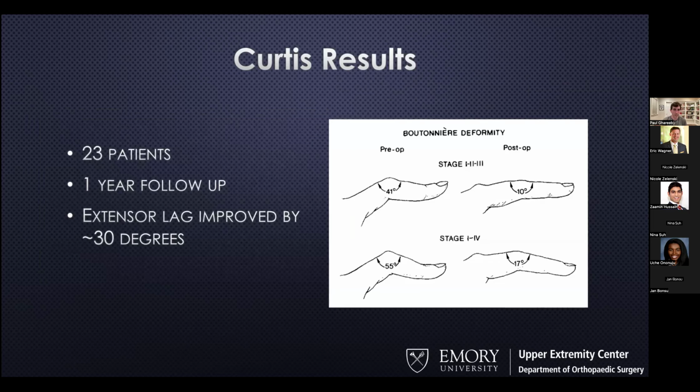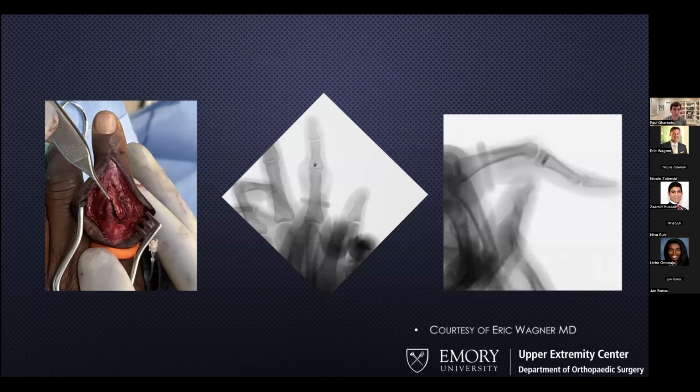For Curtis's results, they had 23 patients, 1-year follow-up. On average, their extension lag at the PIP joint improved by about 30 degrees. So you can see in the less severe ones on the top, they went from 41 degrees to 10 degrees. In the more severe, including stage 4 contractures, they went from 55 degrees to 17 degrees. So certainly a good improvement in the year-out results.